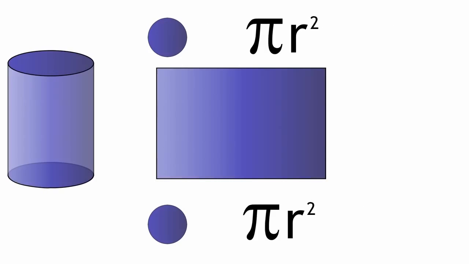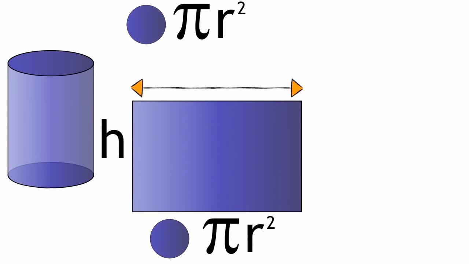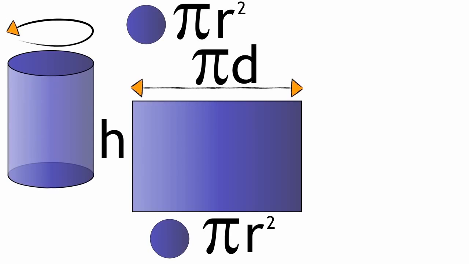Now this height here is the same as this here. So whatever that is, that's the same. So I'm just going to call that h for height. And then this length across here is the same as the distance around the outside of the circle. And we've got a formula for that as well. It's pi times diameter, pi d.